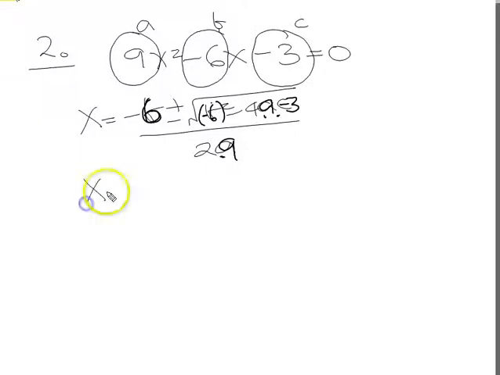So what have we got? x equals then, we've got minus 6 plus or minus the square root of something over 2 9s, or 18. What is the something then? Well, we've got bracket here, minus 6 squared, and we can work that out with our calculator. That's 36.